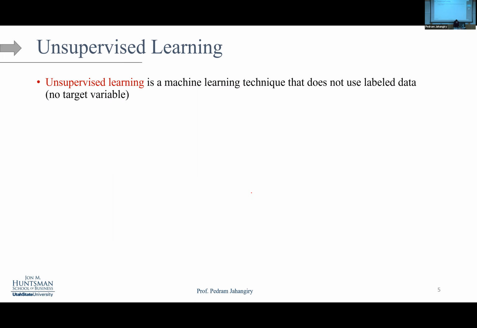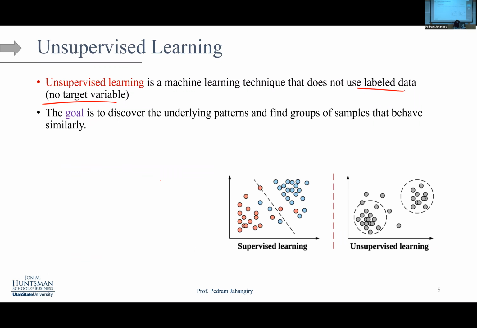Unsupervised learning is a machine learning technique that does not use labeled data, right? There is no Y variable, there is no target variable. So the goal is to discover the underlying pattern and find groups of subsamples that behave similarly.